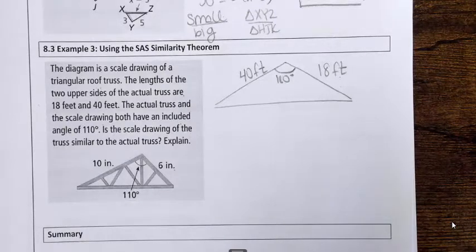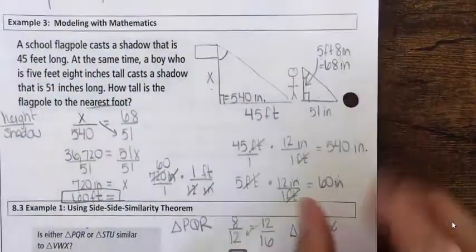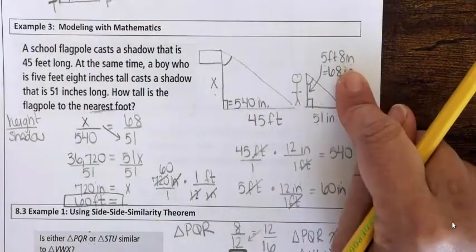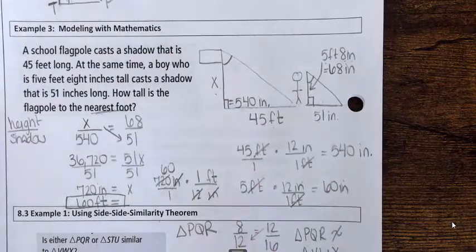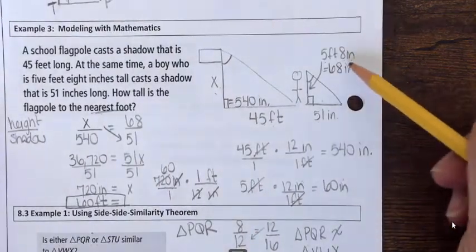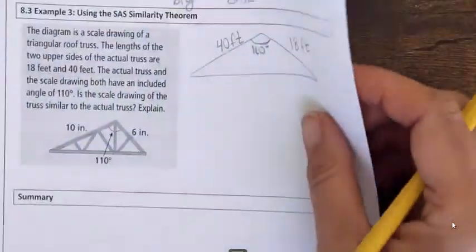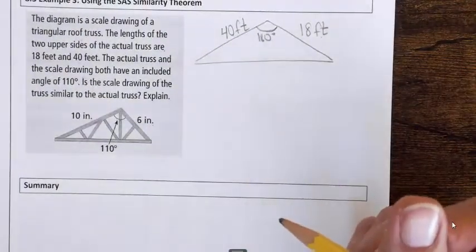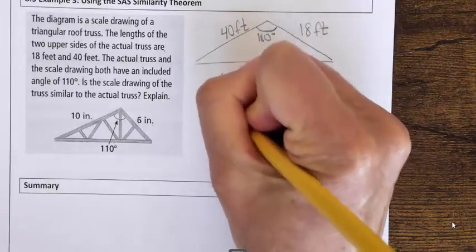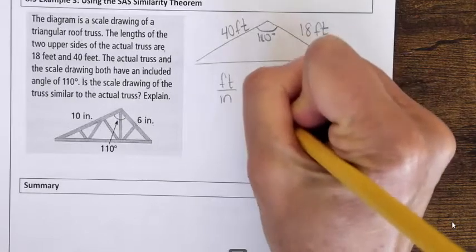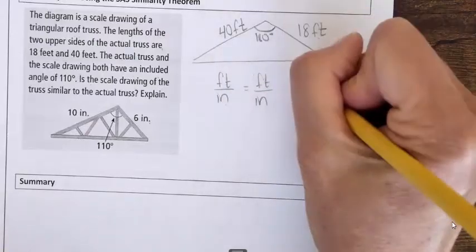Okay, so there's a couple ways to do this. In the problem that we did earlier, notice how I was dealing with feet and inches, and I had to go into one set of units because it had two different units in it. What you could do is stick with feet and inches. I'm going to set up a proportion where it's feet over inches equals feet over inches. Or in other words, this is going to be the actual over the scale.